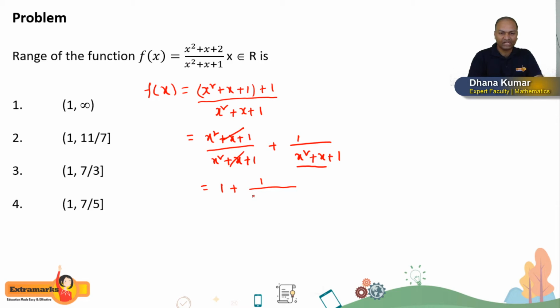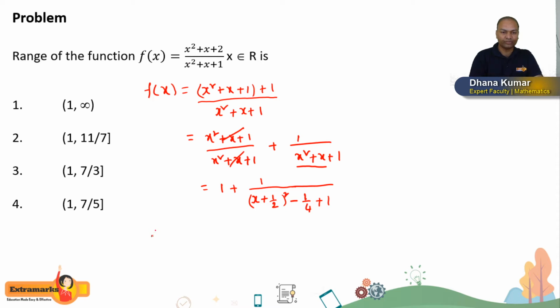This can be written as x plus coefficient by 2, so that is plus 1 by 2 whole square. Next, always minus the constant whole square. 1 by 2 whole square is 1 by 4. And the remaining constant as it is.